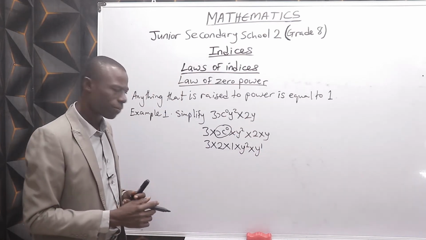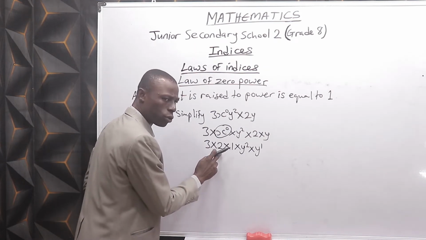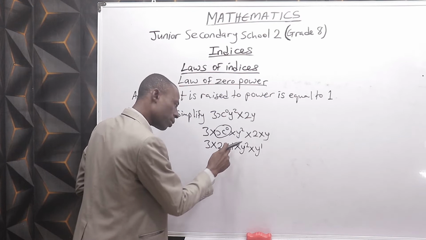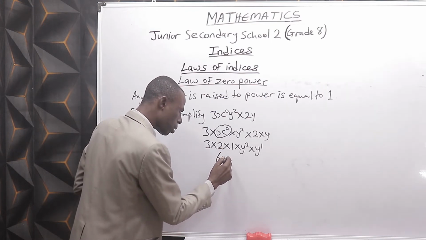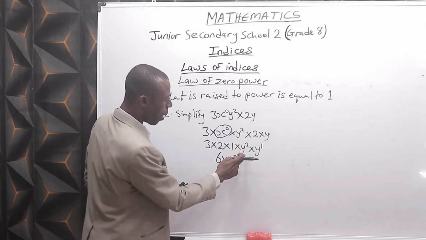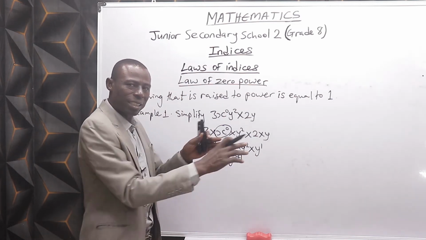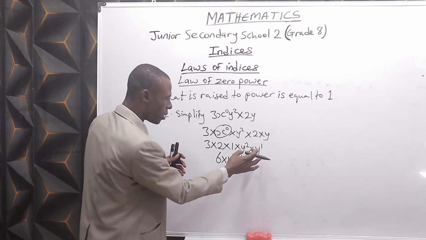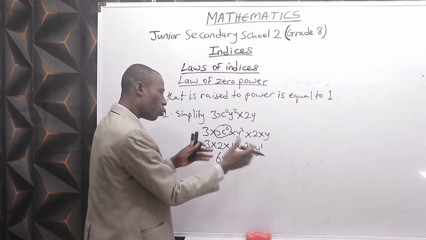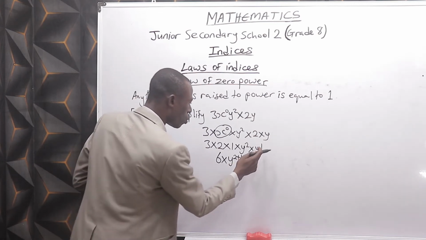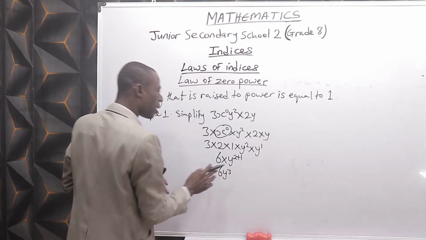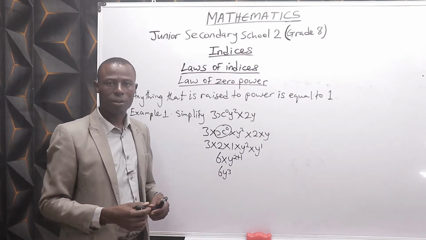Do you understand? So 3 times 2 is 6 times 1 is still 6 times y raised to power 2 plus 1. Applying the law of adding the indices, adding the powers here, because they are of the same base, so you can add their power. 1 plus 2 is 3. 6y raised to power 3 is the final answer.